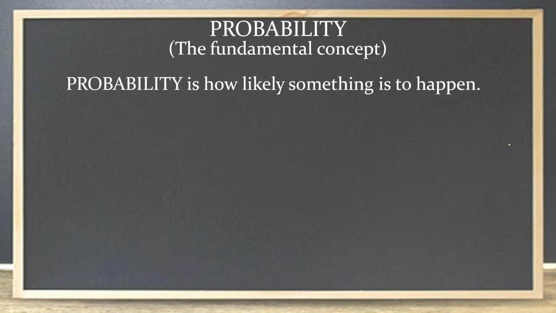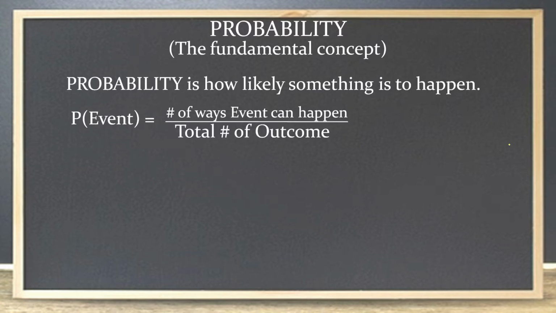So in mathematics, we basically compute the probability of events to see how likely those events are to occur. We say in mathematical terms, the probability of an event is basically the number of ways the event can occur divided by the total number of outcomes of that identical event. So that's basically probability.